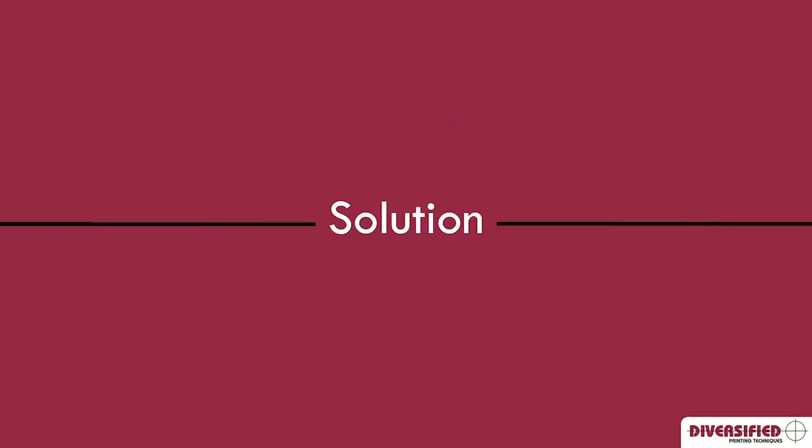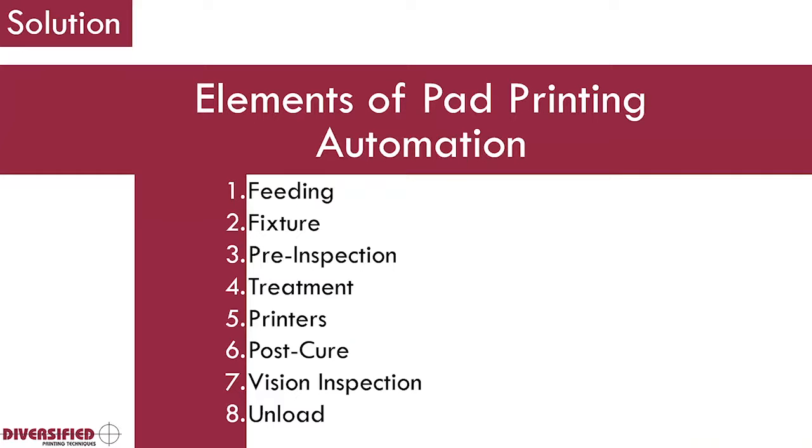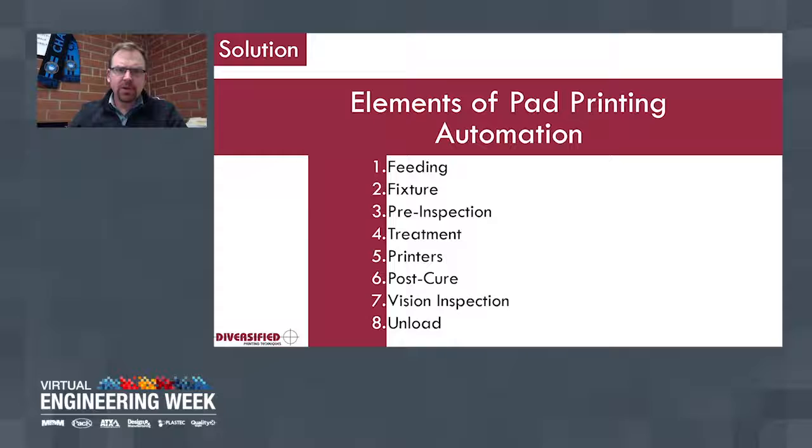So what is the solution for automation in regards to pad printing? There's 8 elements. The first is the feeding. Then you have the fixture. Then you have your pre-inspection. Then you have to potentially treat the parts. Then you're going to print the parts, cure the ink, vision inspect, and unload.